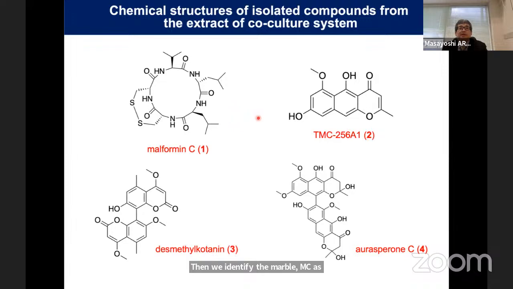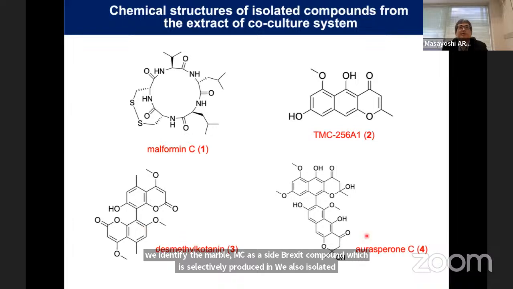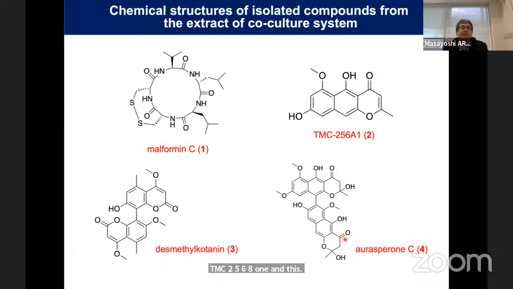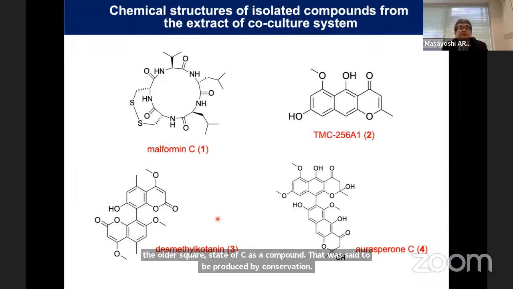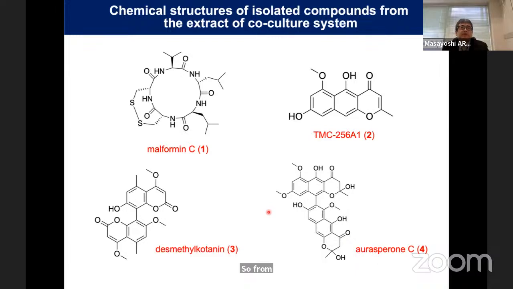We also isolated TMC-256A1, desmethyl kotanin, and orasperon C as compounds that were selectively produced by co-cultivation. From these results, we believe that a co-culture system using Mycobacterium smegmatis can improve the diversity of secondary metabolites in the extract.